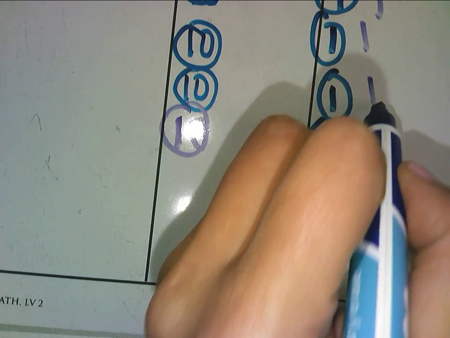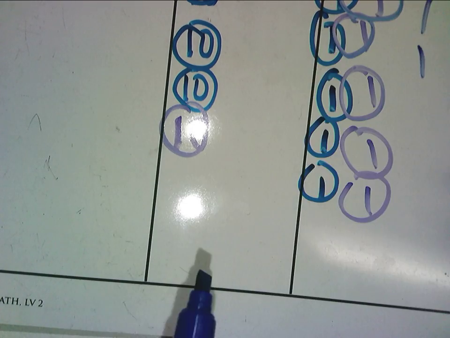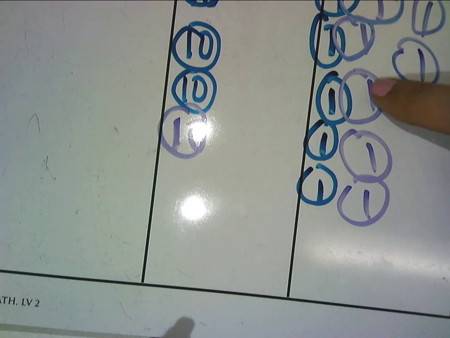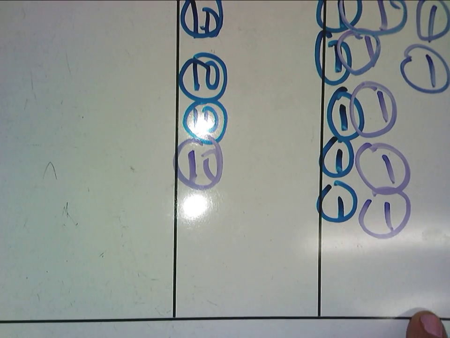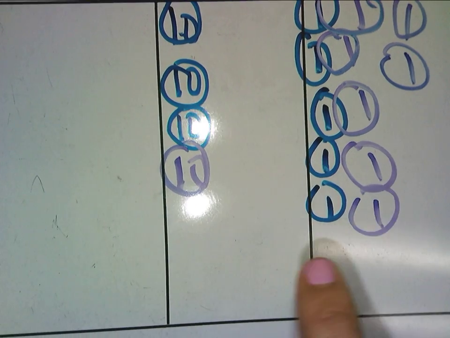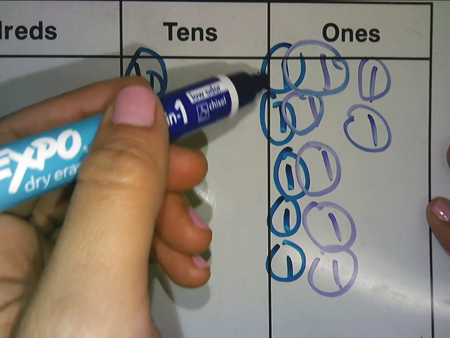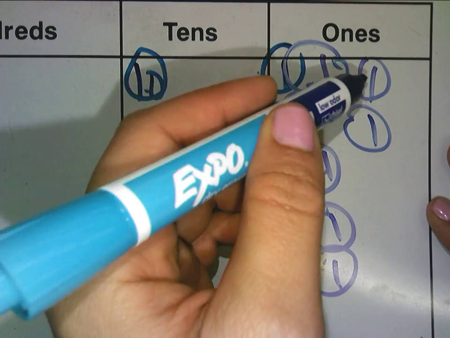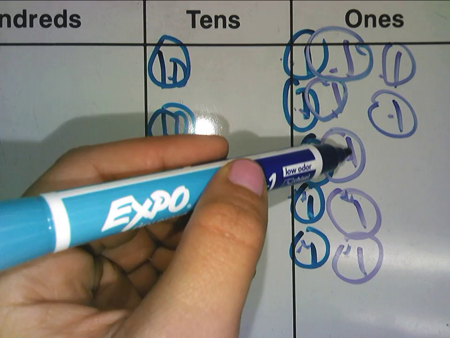1, 2, 3, 4, 5, 6, 7. I like to check after. 1, 2, 3, 4, 5, 6, 7. Okay, so now we add in the ones. So here we have 1, 2, 3, 4, 5, 6, 7, 8, 9, 10, 11, 12. So I see I have a group of 10. 1, 2, 3, 4, 5, 6, 7, 8, 9, 10.